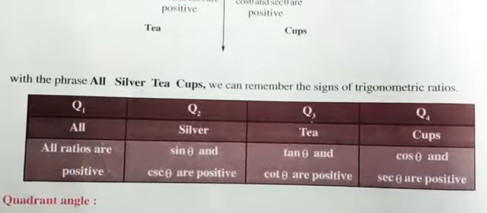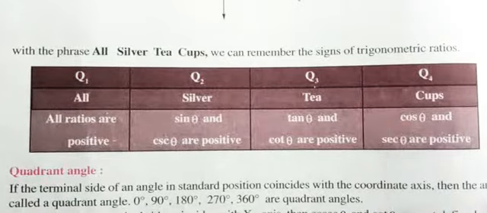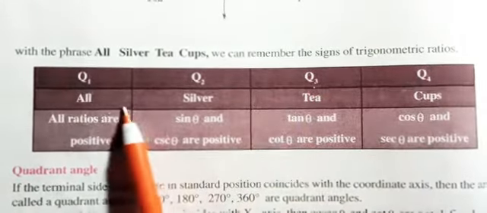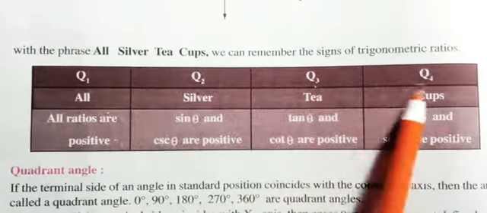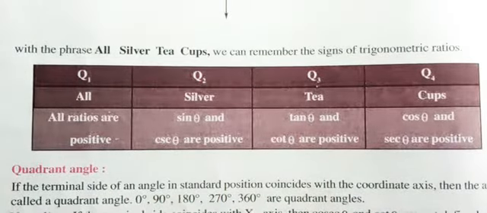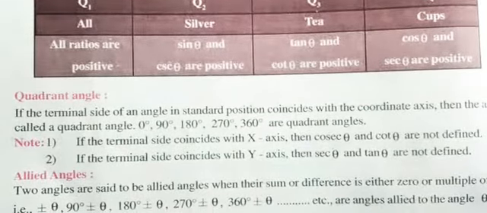That is, with the phrase "All Silver T Cup," we can remember the signs of trigonometric ratios. That is Q1, Q2, Q3, Q4. All Silver T Cup. Here all are positive, as we can already see. Now let's come to quadrant angle.